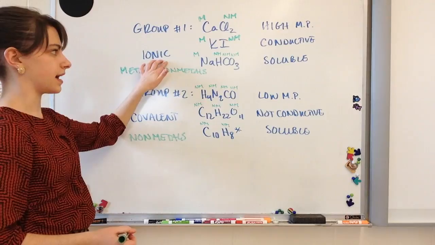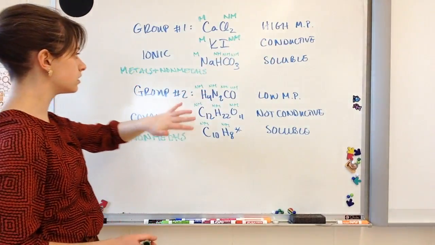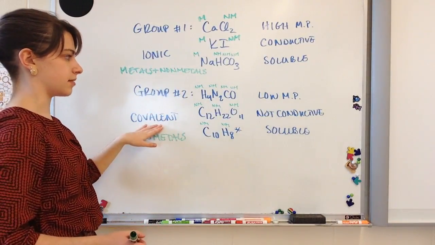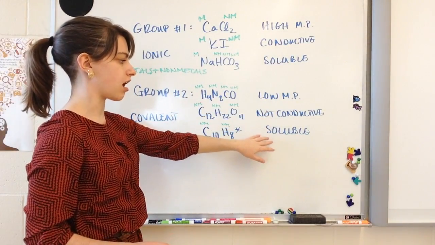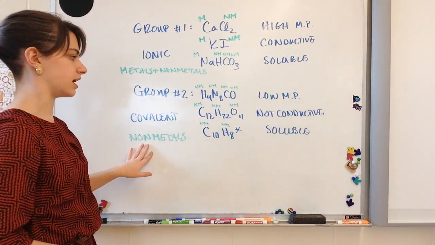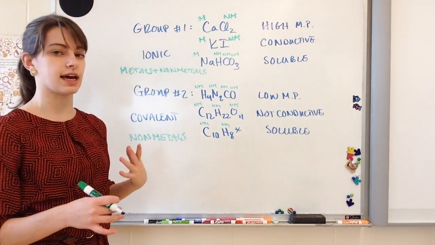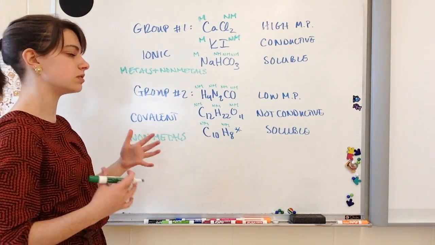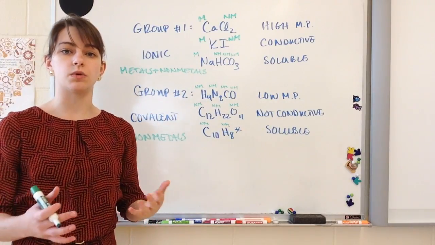So all ionic compounds have a high melting point, they're conductive in solution, and they're soluble in water. All ionic compounds are made up of metals and nonmetals. Covalent compounds all have a low melting point, they're not conductive in solution, and they are sometimes soluble in water, depends. All covalent compounds are made up of nonmetals. So by doing this lab, we've been able to run some tests to see that a chemical bond isn't just one thing. We have two different types of bonds because we have two different types of compounds. We have ionic bonds and we have covalent bonds, and those we will discuss more later.